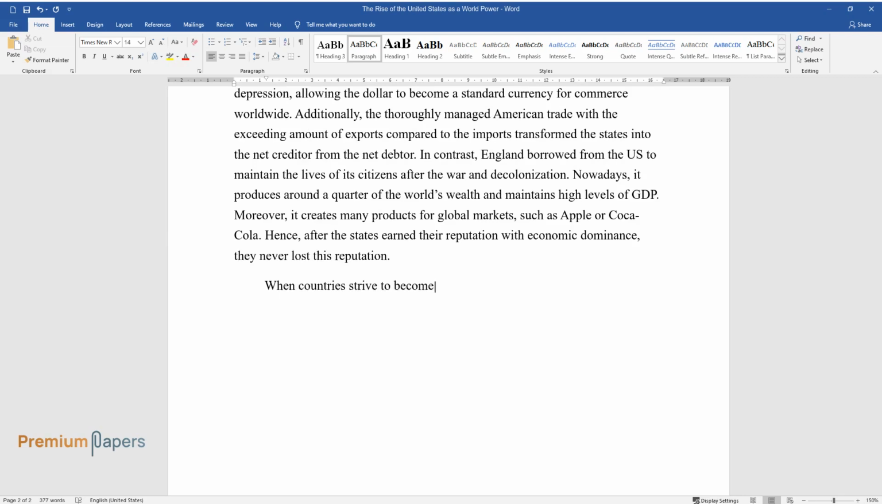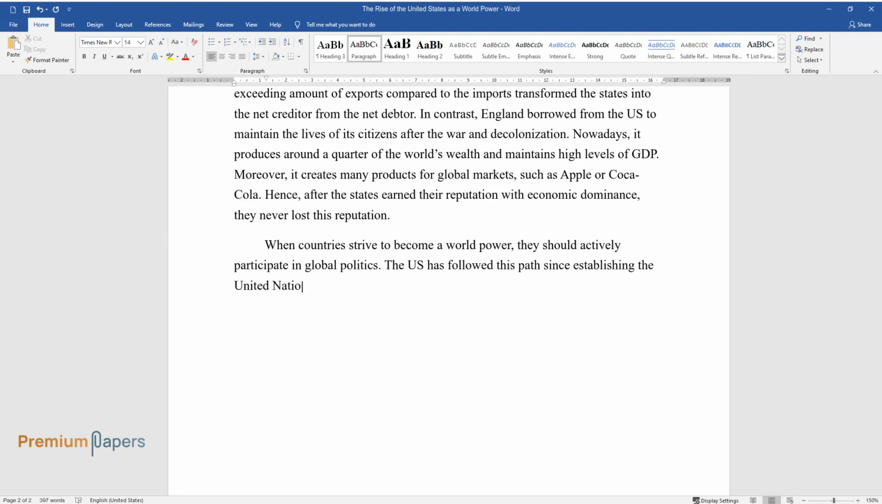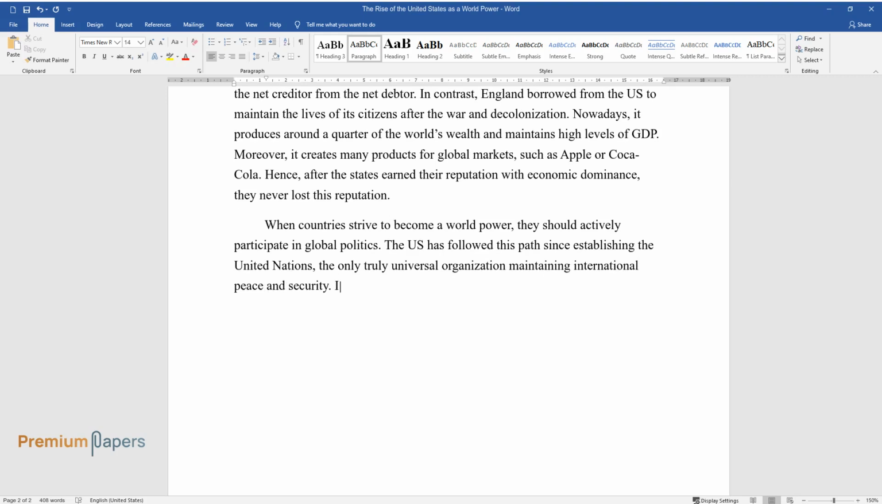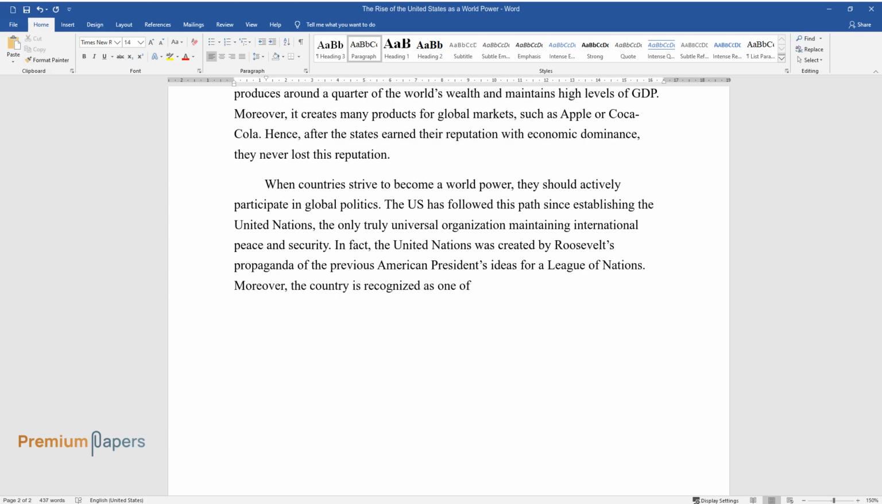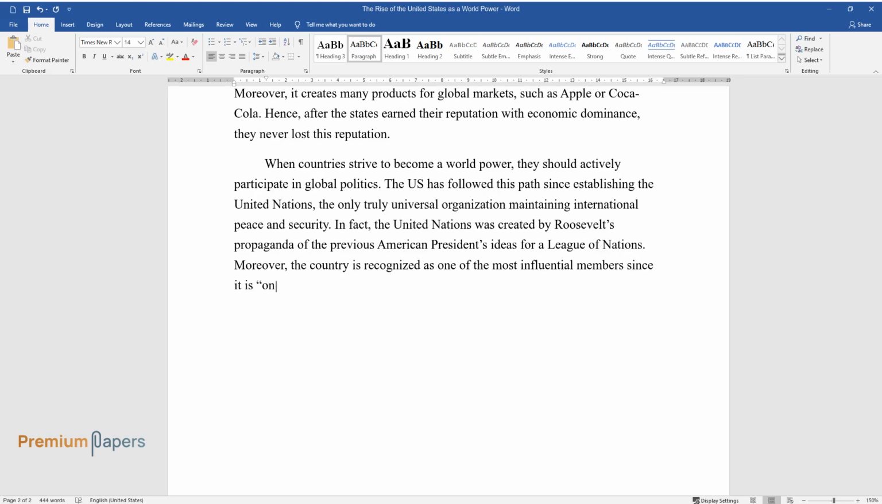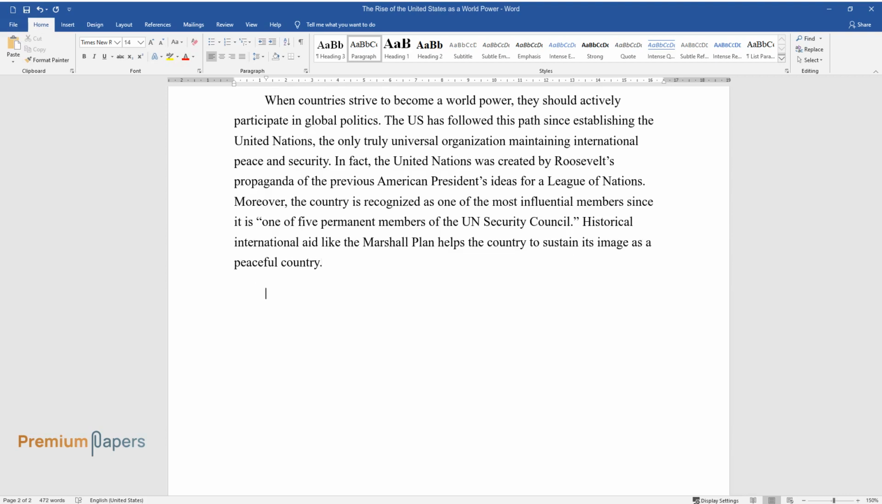When countries strive to become a world power, they should actively participate in global politics. The US has followed this path since establishing the United Nations, the only truly universal organization maintaining international peace and security. In fact, the United Nations was created by Roosevelt's propaganda of the previous American president's ideas for a League of Nations. Moreover, the country is recognized as one of the most influential members since it is one of 5 permanent members of the UN Security Council. Historical international aid like the Marshall Plan helps the country to sustain its image as a peaceful country.